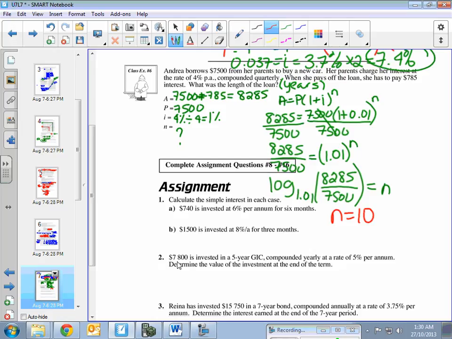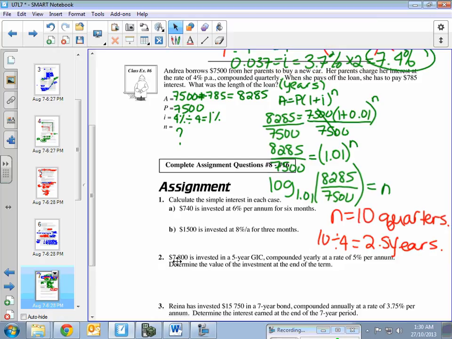This isn't answering it, okay? So we want the number of years. n is our number of compounding periods, our total number of compounding periods. So to figure out our number of years, this would be 10 quarters, because that's our compounding periods. We have 10 quarters. What we want to do is just divide by 4. So 10 divided by 4 is 2.5 years. Okay, just be really careful.